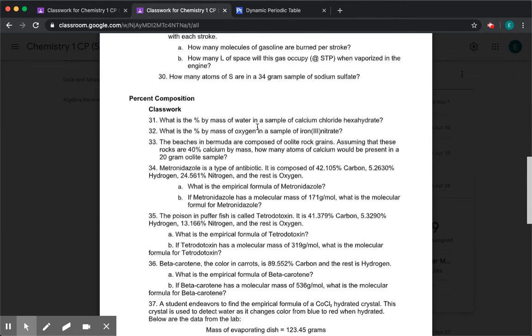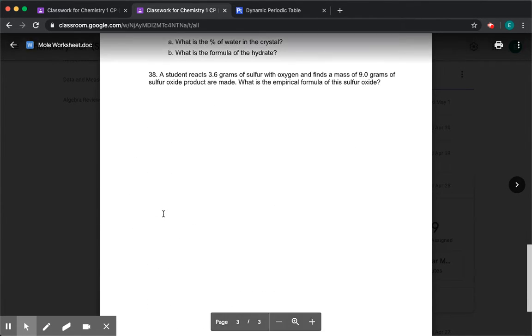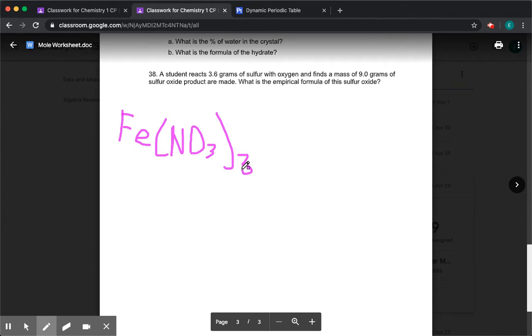Okay. So we want to find the percentage of mass of oxygen in a sample of iron 3 nitrate. First thing we need to do is remember what this is. This is where the past work starts to come up. You got to remember how to figure out these molecules. Fe(NO3)3. This is what iron 3 nitrate would end up being. We need to figure out what the total mass of this is.